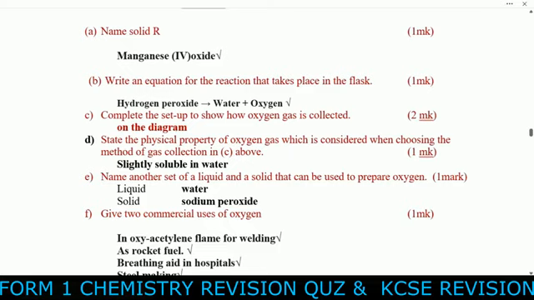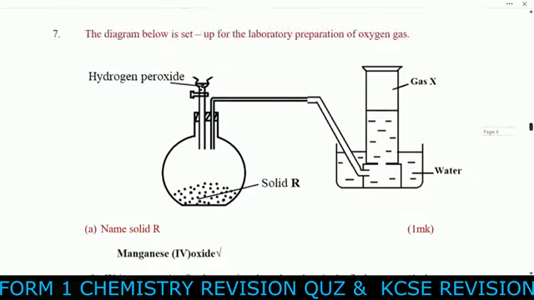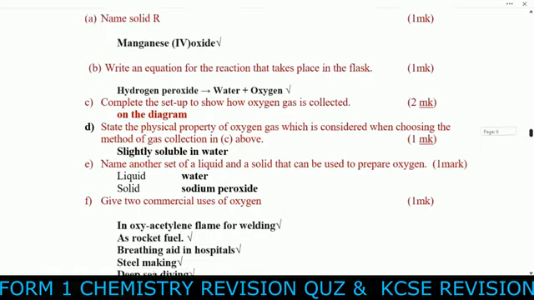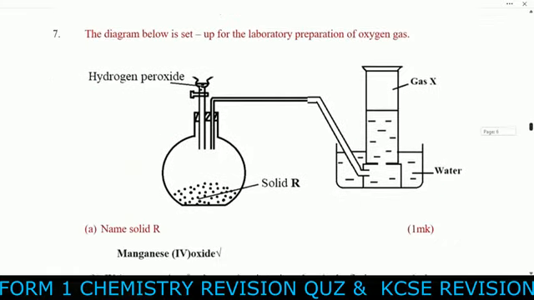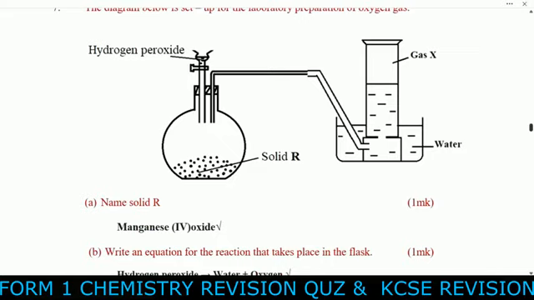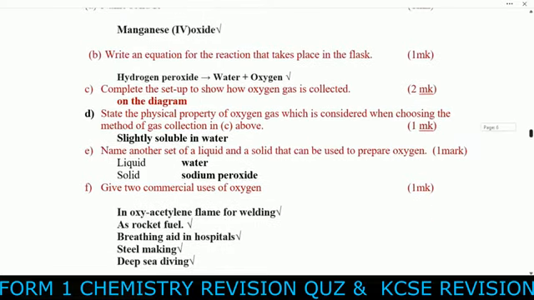Complete the setup to show how oxygen gas is collected on the diagram. You can see that one. You can complete it. This experiment was not complete; it was drawn up to the point where you can see. So you're supposed to complete it, and this one is something you need to cram because they bring one part and tell you to complete the experiment.